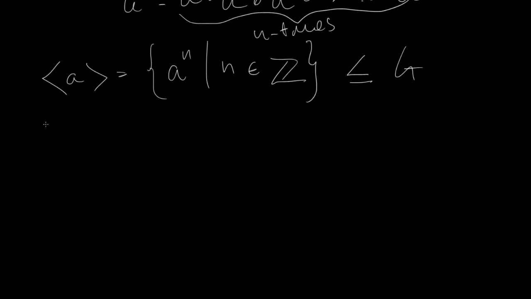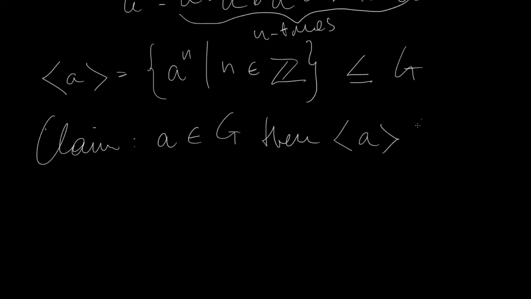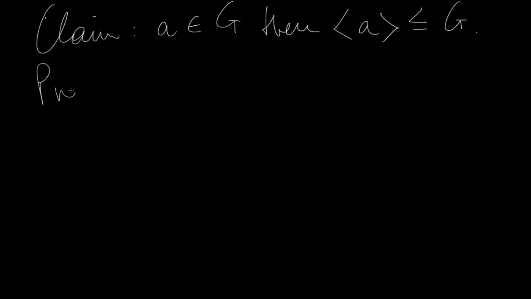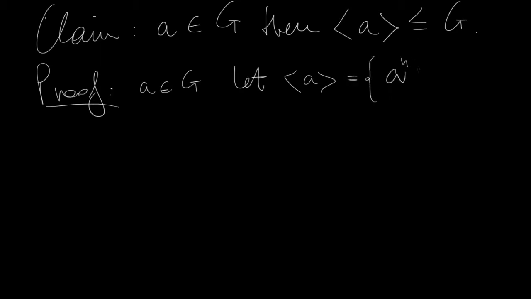First, let's make clear what we're claiming. Our claim is, if A is an element of G, then this object is a subgroup of G. So let's prove it. Let's redefine it here. Let A be an element of the group, and let this be the set of integer powers of A, A to the n such that n is an integer.